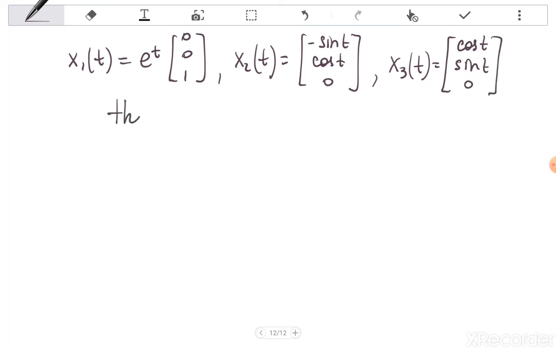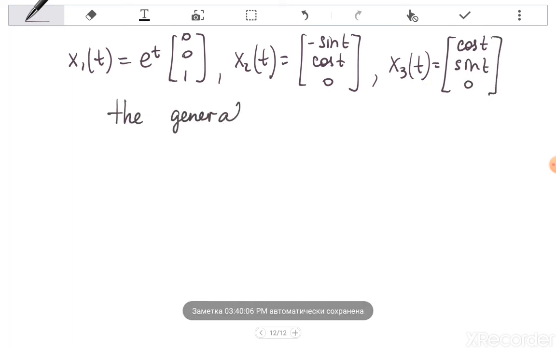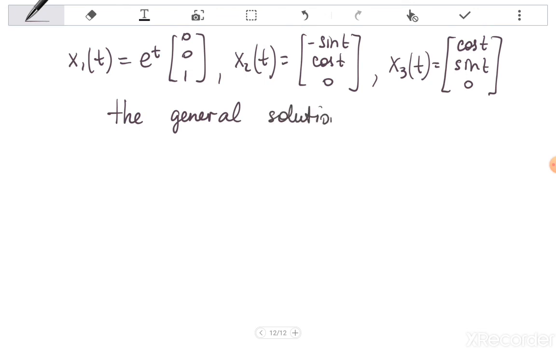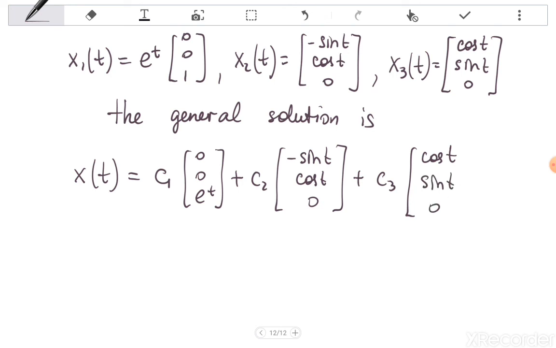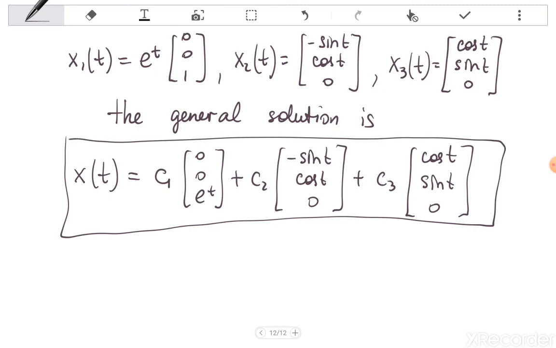So the general solution is x of t is c1 times the vector x1, okay, let's write it, for example, 0, 0, e to the t, plus c2 times the vector x2, plus c3 times the vector x3. So this is the solution of the given system.